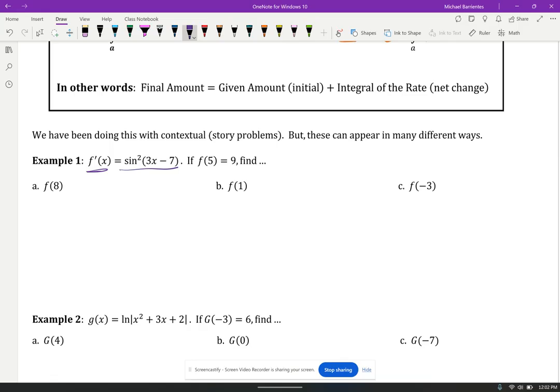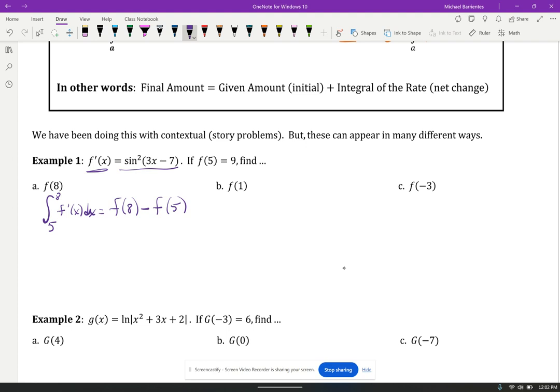At the beginning, you're thinking, well, in order to find f of 8, I need to know what the original function is, but I don't know what the original function is whose derivative is this complicated looking thing. Well, that's okay, because the fundamental theorem says if you evaluate an integral from 5 to 8 of f prime, that's going to equal the original function f evaluated at 8 minus the original function f evaluated at 5.